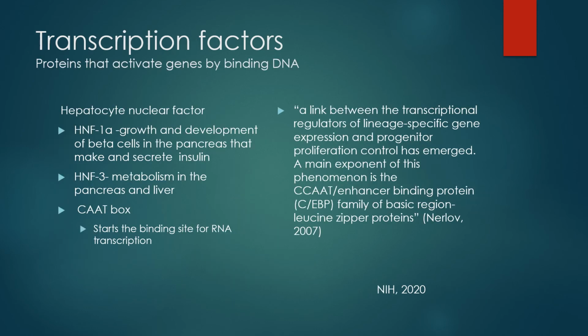So let's talk about transcription factors. First of all, let's define them. The proteins that activate genes are transcription factors. We're going to be talking about 2 transcription factors and the enhancer binding proteins. The HNF1 alpha and HNF3, both of them have to do with metabolism. The first one is for growth and development of the beta cells in the pancreas that make and secrete insulin. And the second one is for the metabolism of the pancreas and the liver. I'm also going to be talking about the CAT box. Just to review, the CAT box is where the binding site starts for RNA transcription.